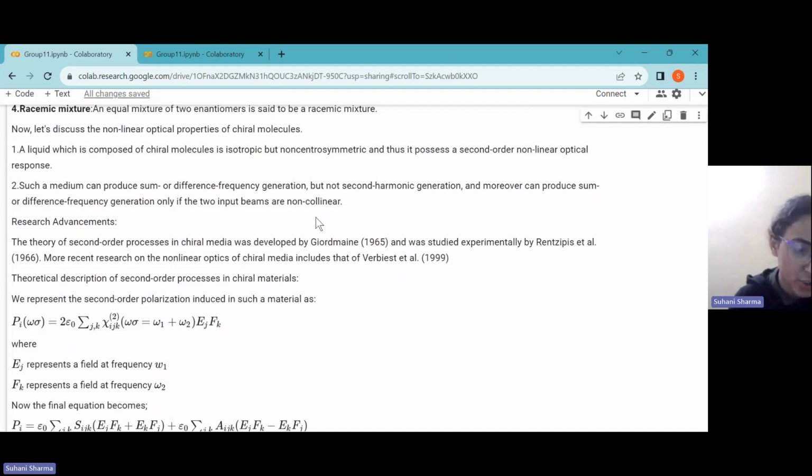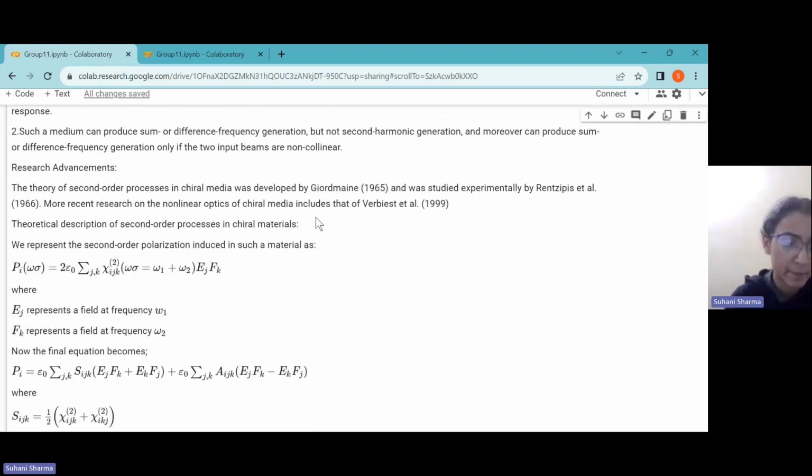Unlike harmonic generation, which typically doesn't occur in chiral media, sum or difference frequency generation can be produced. But here is a catch. It only happens if the two input beams are non-collinear.